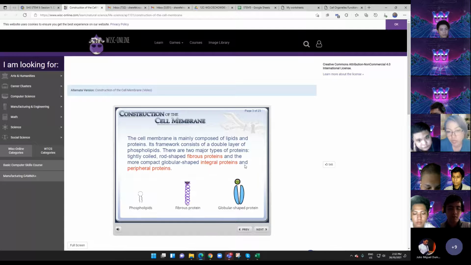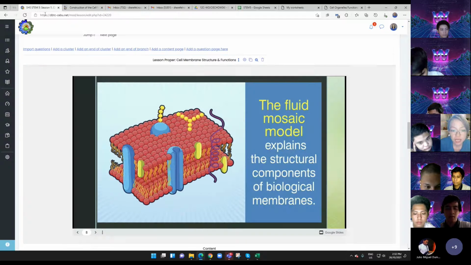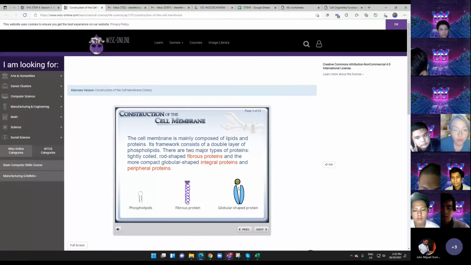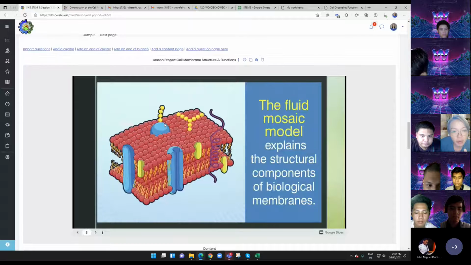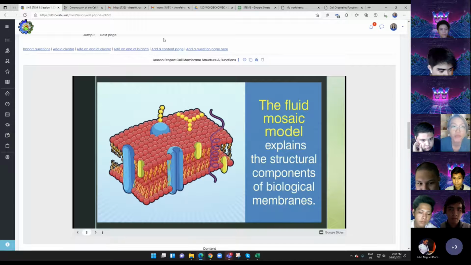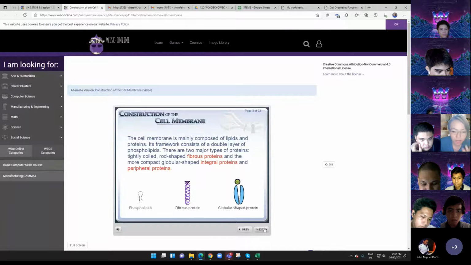Kanang integral proteins, pasabot ana is kanang na-embed gyud sa tunga. And when we say peripheral proteins, naa siya more sa ibabaw lang. Wala gyud siya sa entire layer nga nilabang gyud siya from the other end. So, muna yung peripheral proteins. Next.